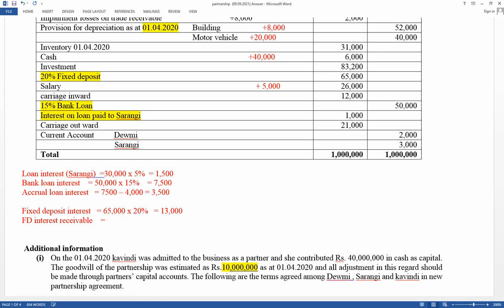FD interest receivable equals 13,000 minus the trial balance figure of 8,000. Therefore, 5,000 is receivable, recorded under current assets as FD interest income receivable 5,000. Record it. Fixed deposit should also be included in between current and non-current assets.